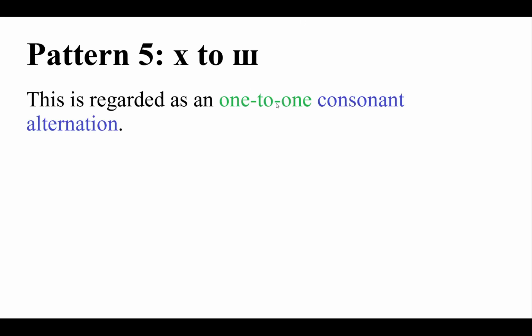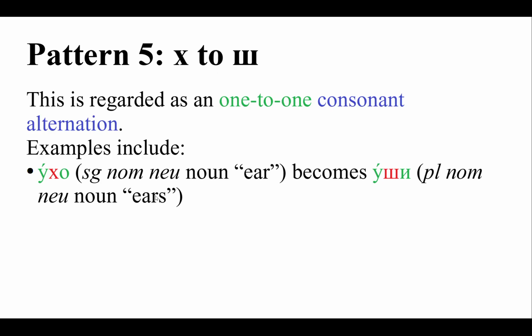So one-to-one, ч to ш. Examples include ухо, ухо. This is a singular nominative neutral noun, meaning ear, and after the alternation, it becomes уши, уши. The х here changes to ш, and it becomes a plural nominative neutral noun, ears. You can see the plural marker here. Ears. Ухо, уши.